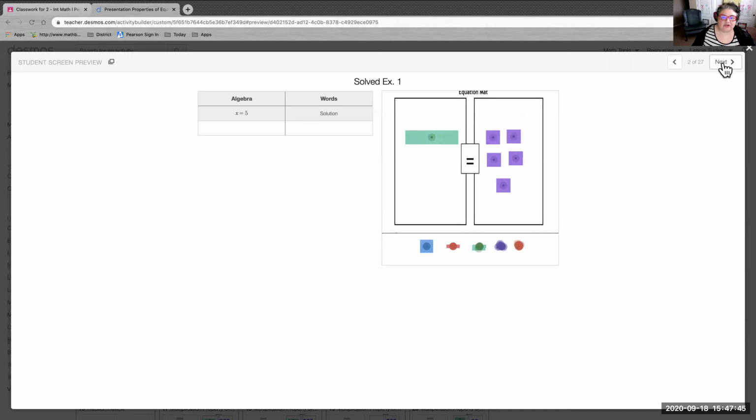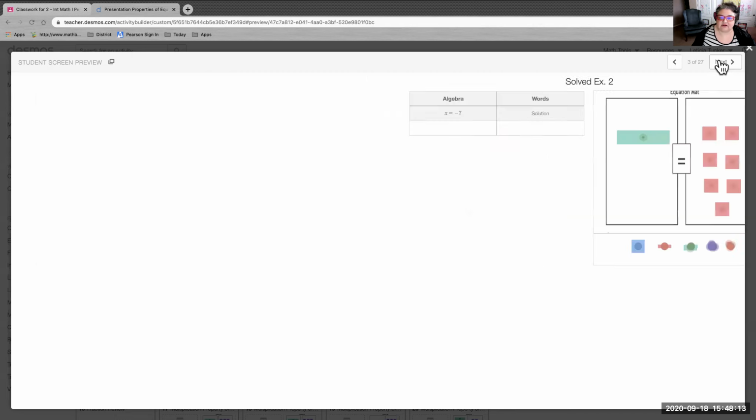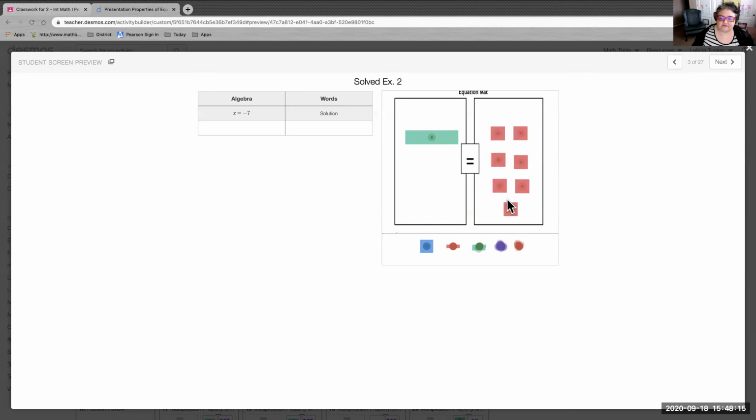Okay, before we go any further, just a reminder what a solution looks like. How do you know you're done? You know you're done when you have a green rectangle on one side, which represents the X. And then on the other side, you either have positives or negatives, and I'll show you that in a second. And so what it looks like is X equals 5. There's your solution. It can also be negative. You could have X equals -7.